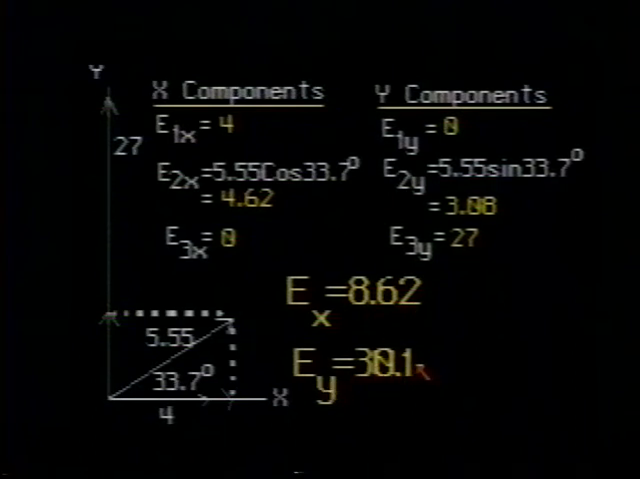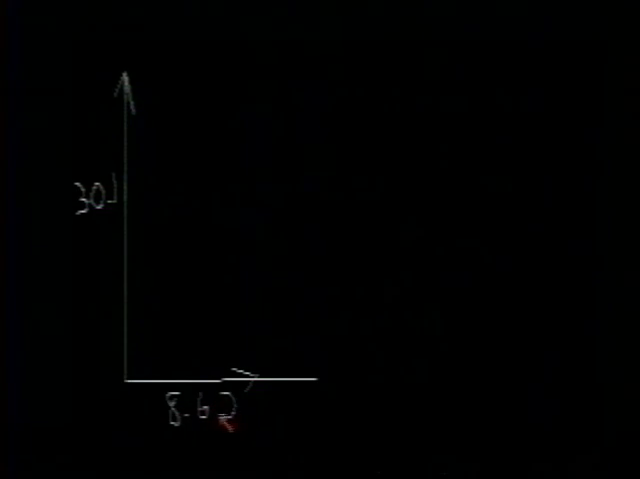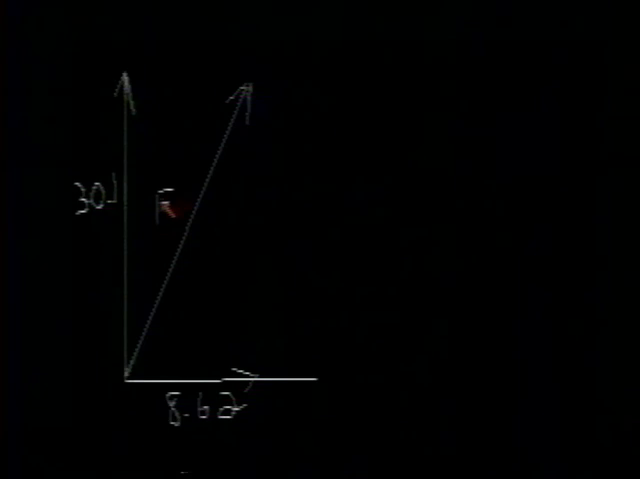We now have to find the magnitude and direction of this resultant vector. Let us draw another coordinate system, y-axis and x-axis, and we lay out our components along these axes. We have 30.1 along the y-axis and 8.62 along the x. The resultant vector will look something like that. It has a magnitude E, and it makes some direction with respect to the x-axis. Let's call it theta prime.